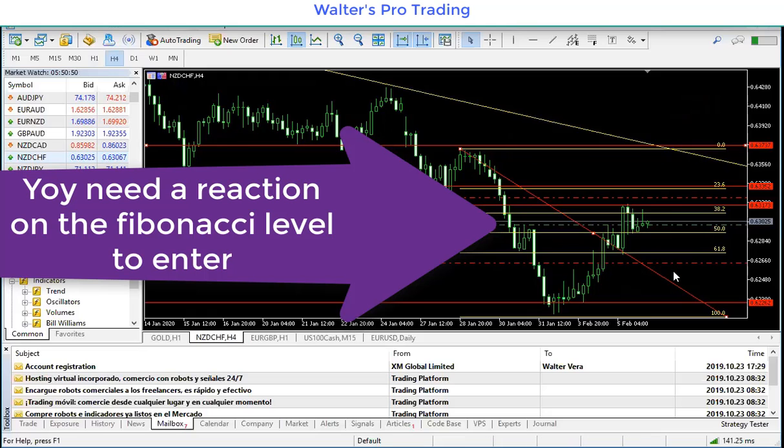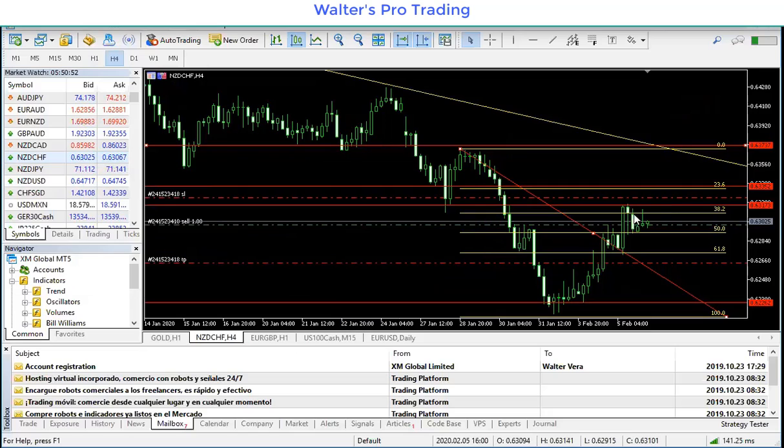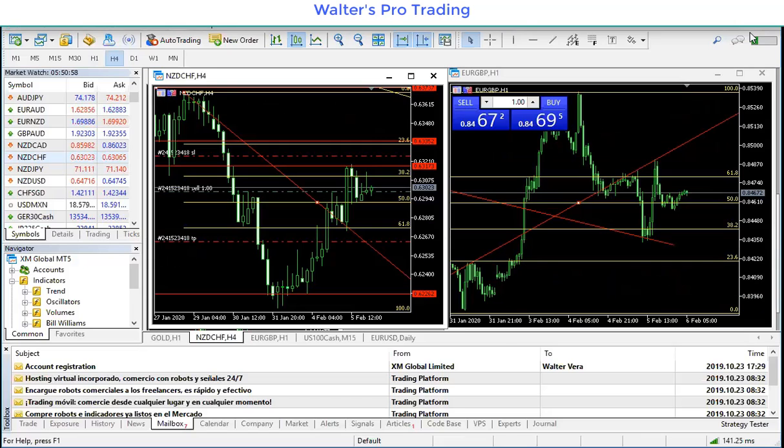So you can check out what reactions you need to get into these trades in my trading course. But basically, do not use only the Fibonacci level to enter a trade. You need other conditions that will have confluence with the Fibonacci level to enter into a trade.